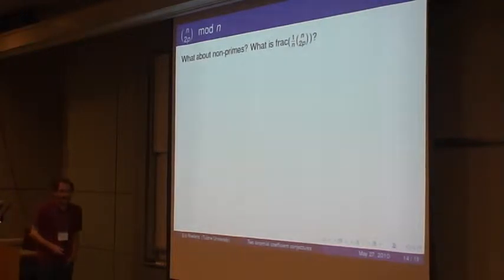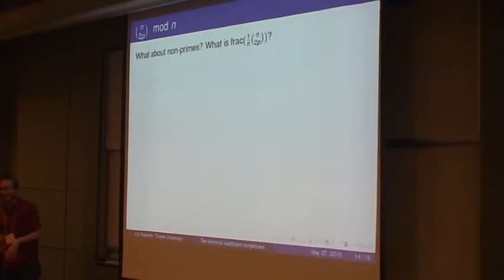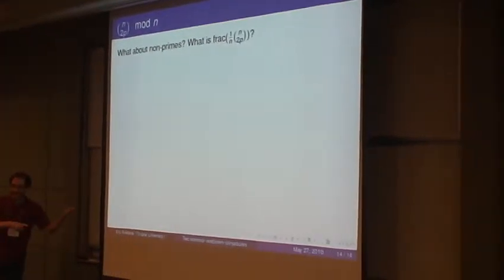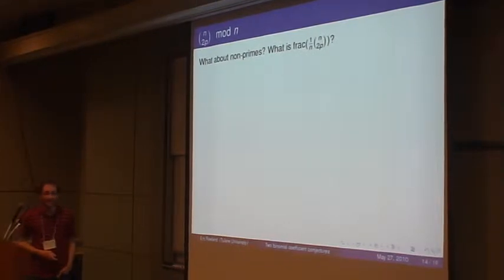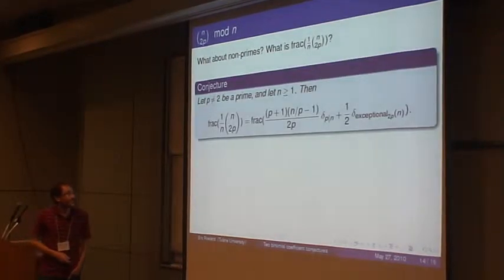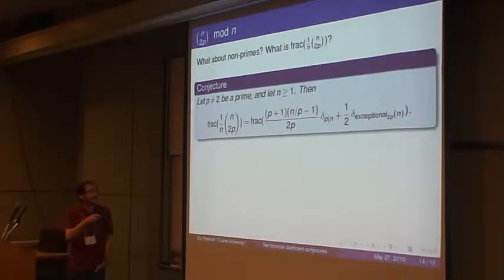All right, so what about non-primes? So the natural thing to do is look at prime powers first. I don't want to do that because this is more interesting. So we're starting to look directly at composites. So what if m is 2p, twice a prime? So here's the conjecture. In this case, the fractional part of this quantity is this thing, which is pretty nice.